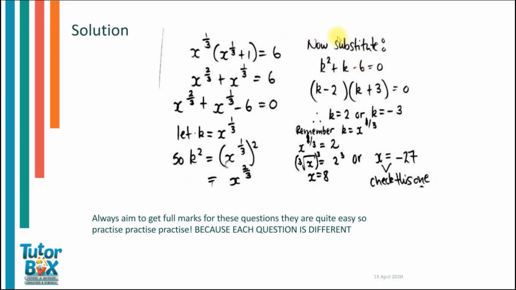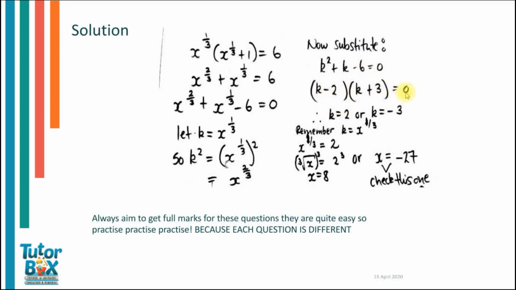Right, then now you substitute. You have your k squared is this, so you just substitute. So you have k squared plus k minus 6 is equal to 0. And then you look for two numbers that multiply to get minus 6, and if you add, you get plus 1: you get minus 2 and plus 3. Factors, by the way, guys, factors of minus 6 or 6. So (k minus 2)(k plus 3) is equal to 0.